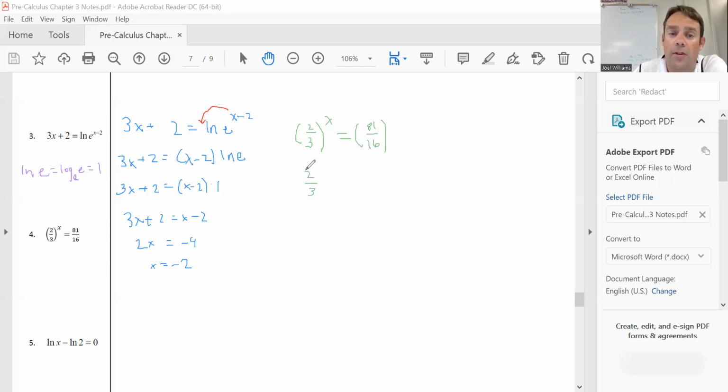Well, 81 is 9 squared. And that means 9 squared is 3 squared times 3 squared, which would be 3 to the 4th. I think 81 is 3 to the 4th. And 16 is 2 to the 4th.